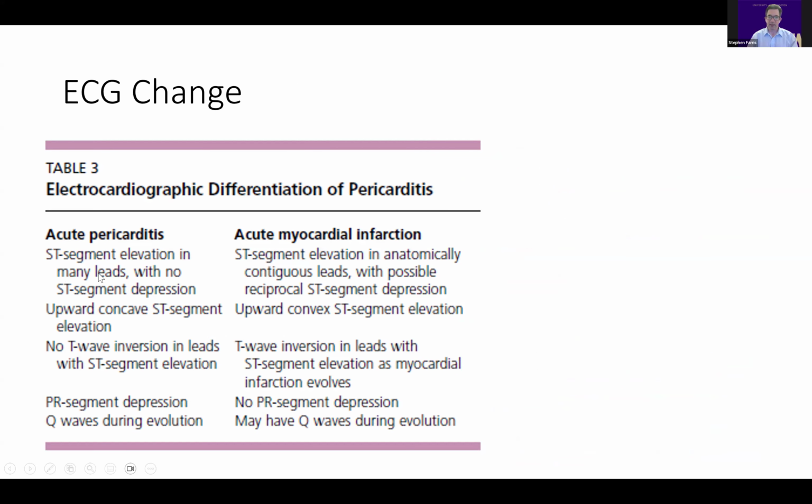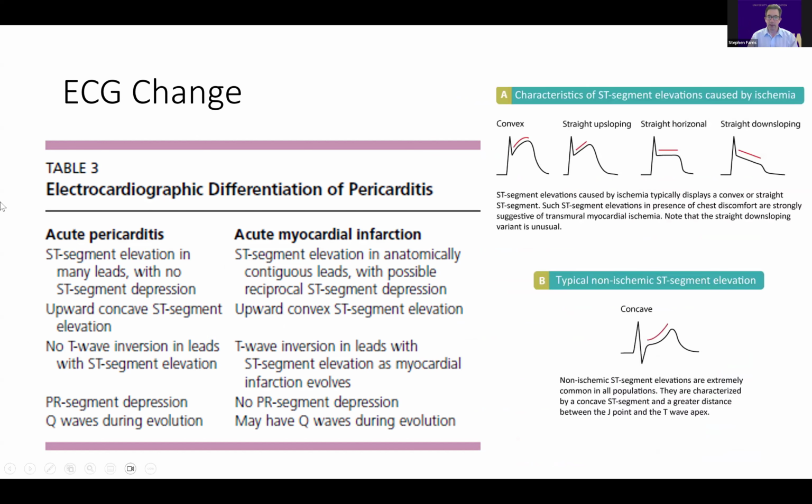ST elevations that are diffuse, in many leads, they don't really respond to any contiguous segments, up sloping ST segments. You're not going to get that reciprocal ST depressions, okay? So all of these are going to be things to think about. And then the less concerning things you'll see for pericarditis are these upsloping ST segments, as opposed to the other things you'll see for ST elevation MI. And then also don't take your overall clinical gestalt out of the picture.